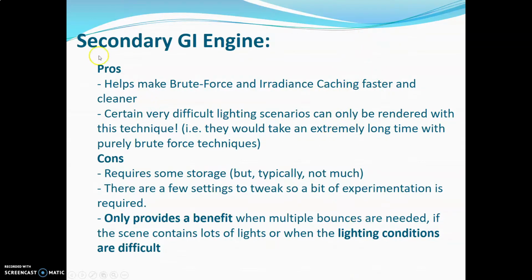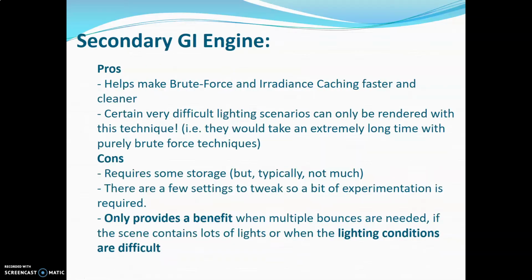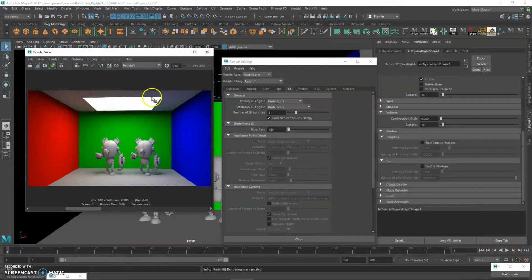One thing you have to keep in mind when you are doing the secondary GI is that it only provides a benefit when multiple bounces are needed. So if the scenario contains lots of light, or the lighting conditions are difficult, or you require a very complex scenario, then you probably want to use the secondary GI. Otherwise, you turn that off.